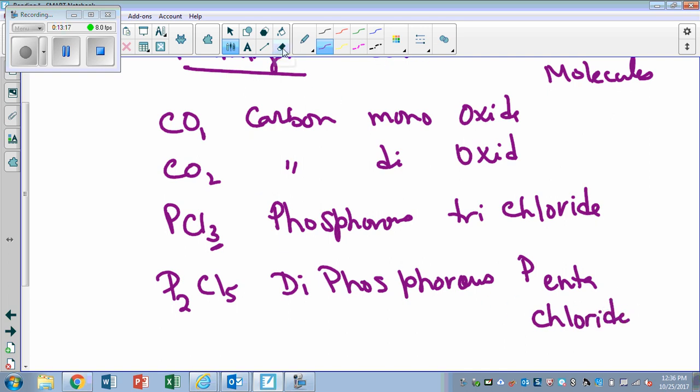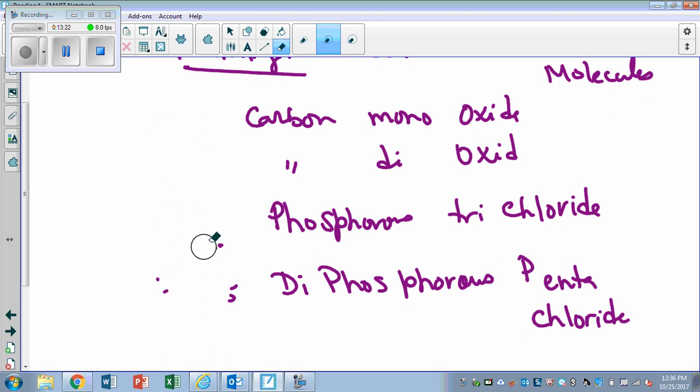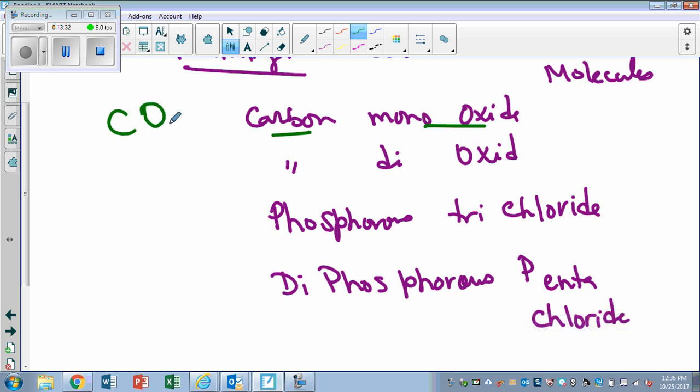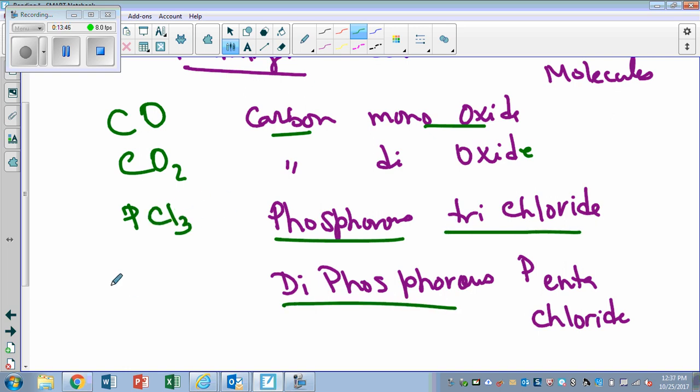On the other hand, if I have to write the formulas, writing formulas is much easier than in ionic compounds. To write formulas, all I'm doing is I will just write what I read. So here is carbon, so it's carbon. Monoxide means one oxygen. Then carbon, and dioxide means two oxygens. Then I have phosphorus, and trichloride means 3 chlorines. Then diphosphorus means P2, and pentachloride means Cl5. So there is no crisscrossing like ionic compounds. You just write as you read.